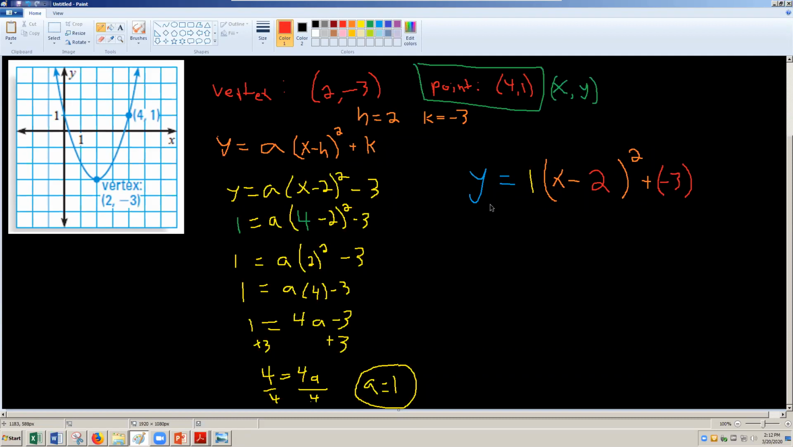And then we're just going to go through and simplify. So like if this was subtract a negative number, we want to change it to plus. Here we're adding a negative, so we're just going to simplify this to look like my final answer of y equals, we don't really write a 1 out in front, it's implied, x minus 2 squared minus 3. This is my final answer. Any questions here?